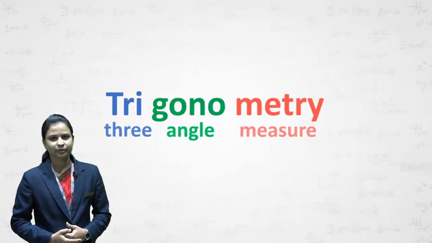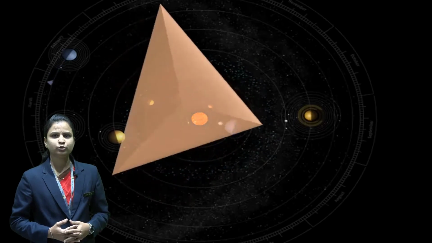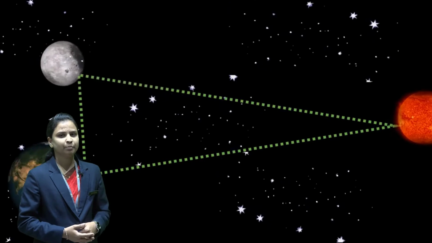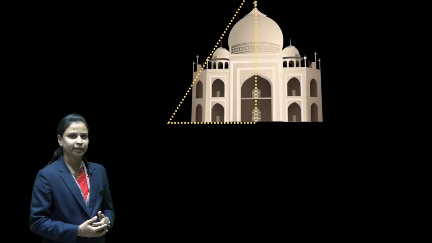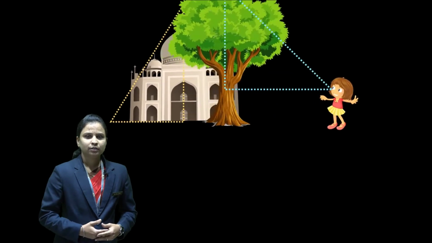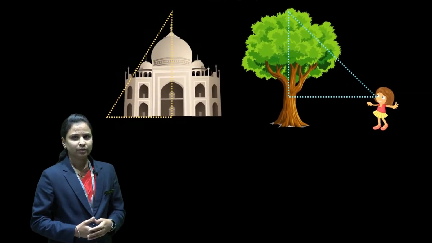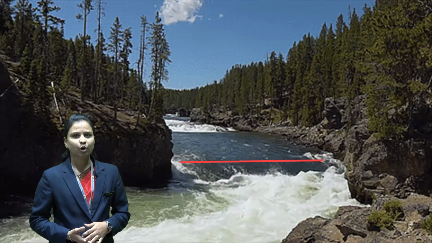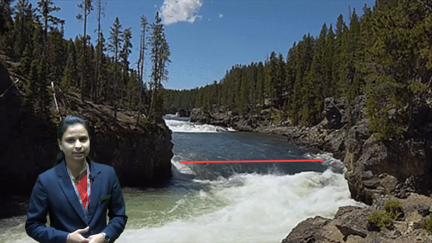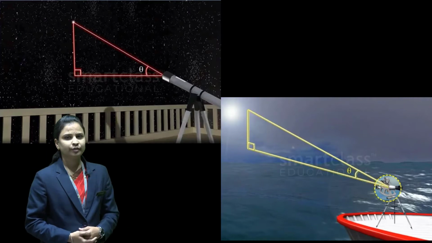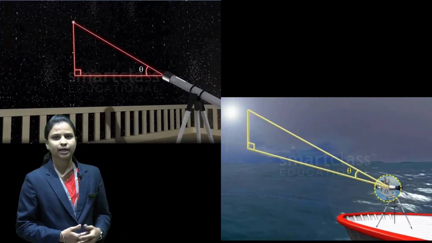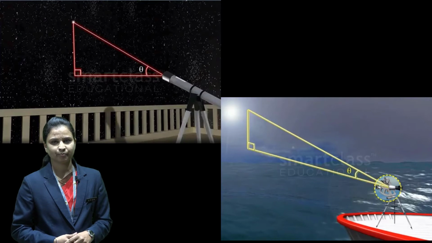Earlier, astronomers used it to measure the distances of stars and planets from the earth. Using trigonometry, we can find the height of a tall building, the height of a tower or the width of a river, etc. But before we go to applications of trigonometry, let us understand the basic concepts.